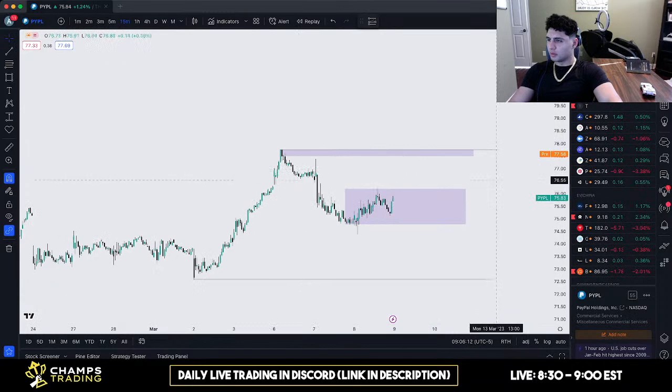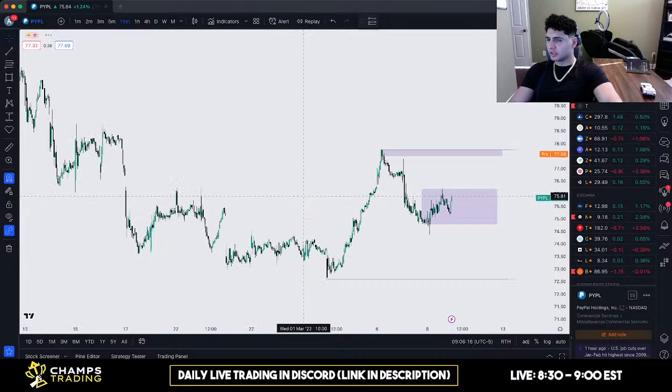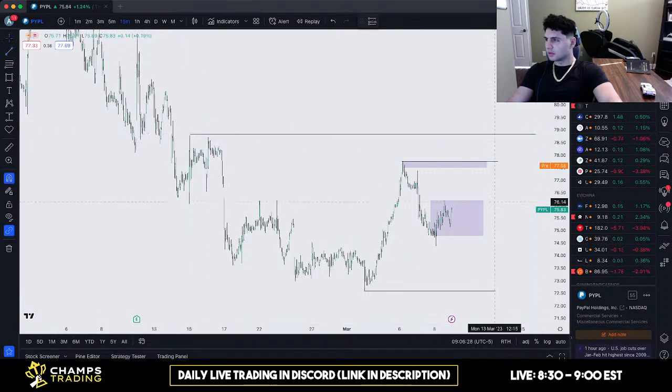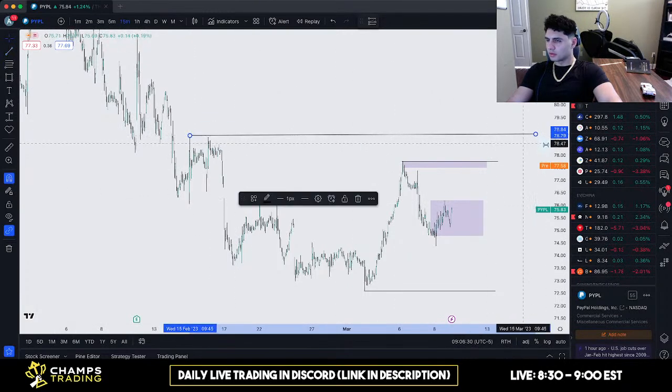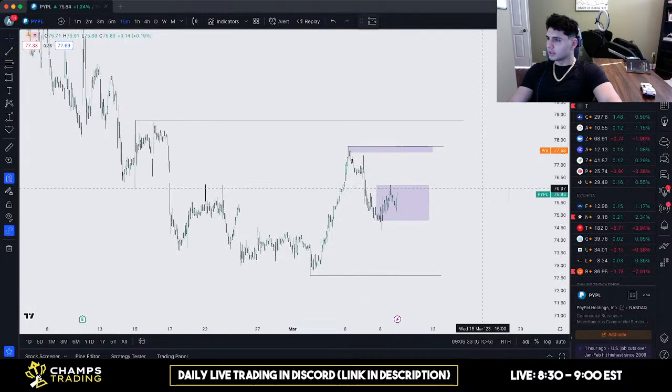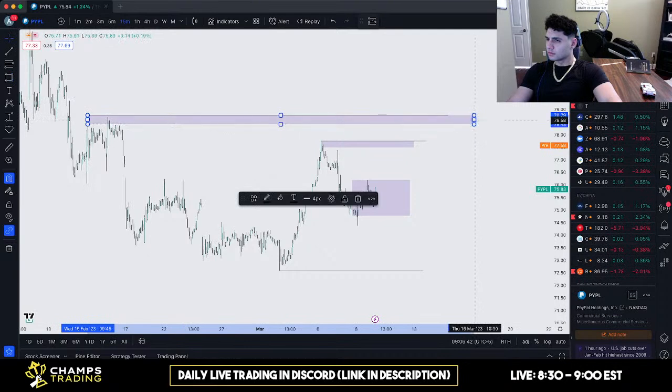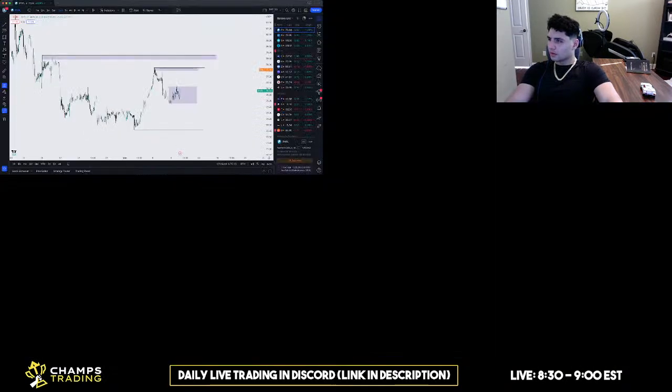Then you can see maybe a pullback into like 77 or this 76.21 area, but it seems like it wants to continue. On the breakout of 77.79, 77.80, you can see potentially these highs being in play. Right, you can see a push in towards those upper regions. That's how we go about PayPal.